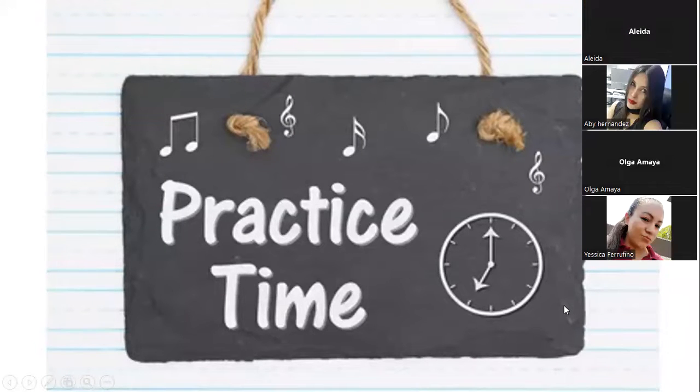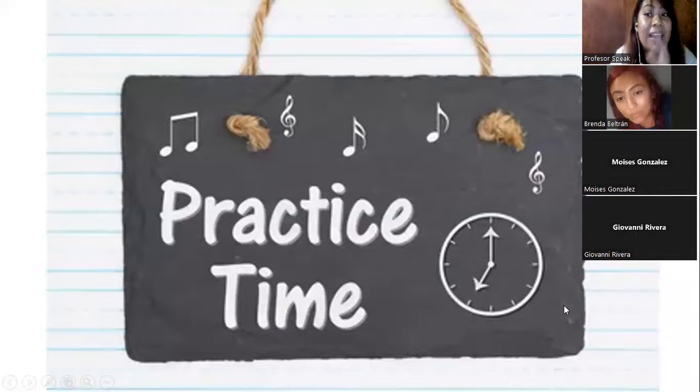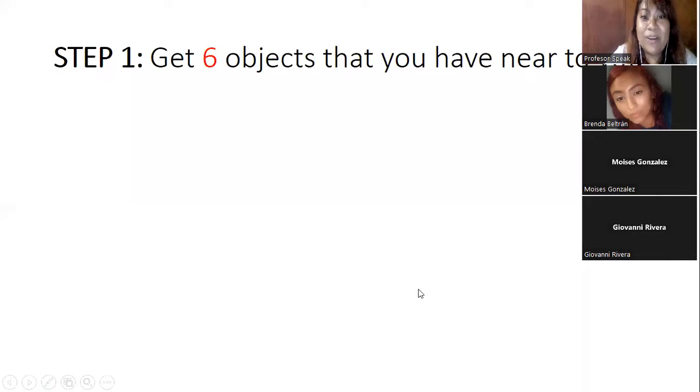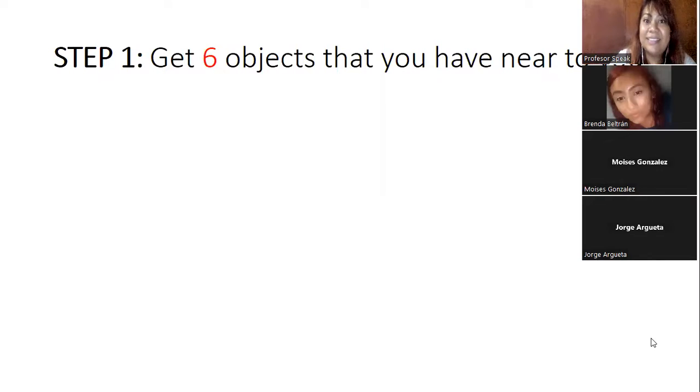Practice time. Very good. Brenda, read the first step. Step one: get six objects that you have near to you. Perfect. In Spanish, agarra.